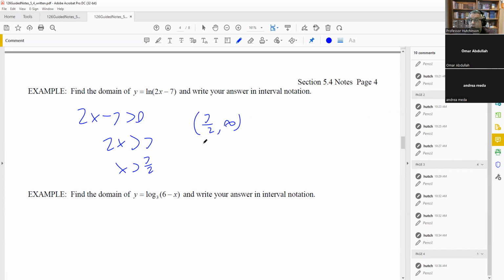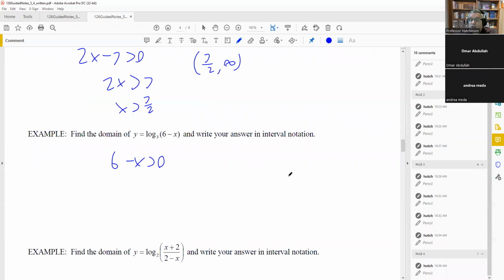We have a parenthesis here. 7/2 is not included, because that would make the inside 0. We know we can't do ln of 0, we get an error. That's why it's greater than only. And it doesn't matter what the base is. Like this next one, we're going to do exactly the same thing. We take whatever's inside the log and set it greater than 0: 6 minus x greater than 0.